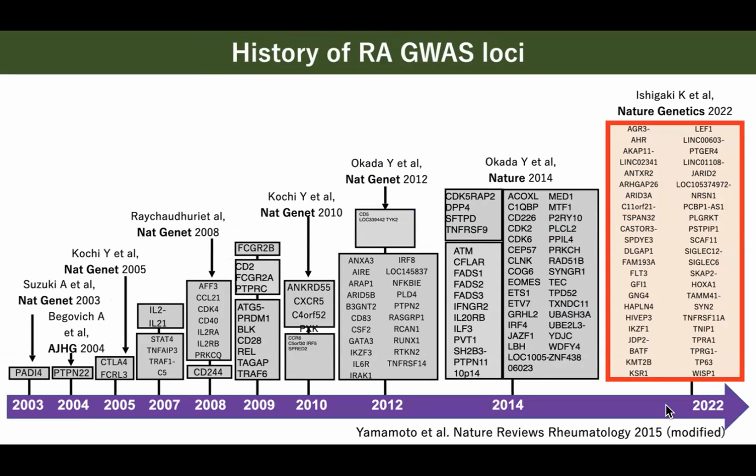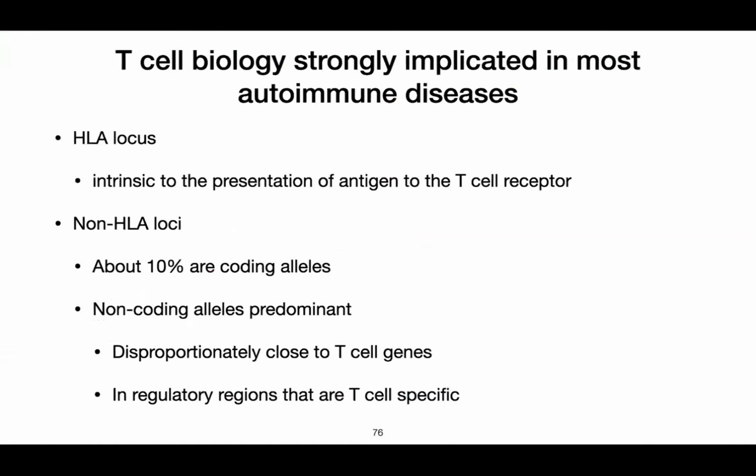And now what you can see is that with each year that's gone by, we found more and more of these alleles. T cell biology is strongly implicated by most of these alleles. The HLA locus is very important for RA and other autoimmune diseases. It's intrinsic to the interactions with T cells. But outside of the HLA, most of the alleles are non-coding, 90% of them, and they're disproportionately close to T cells, and they're disproportionately in enhancers and regulatory regions that are T cell specific. So in those regions of the genome, they're playing an important role in controlling T cell genes.